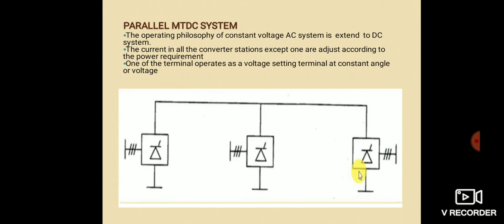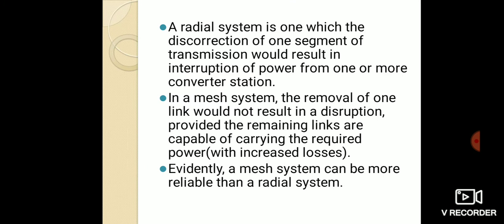Parallel MTDC system: the figure is shown below. The operating philosophy of a constant voltage AC system is extended to the DC system. The current in all the converter stations is adjusted according to the power requirement. One of the terminals operates as the voltage setting terminal at a constant angle or voltage.